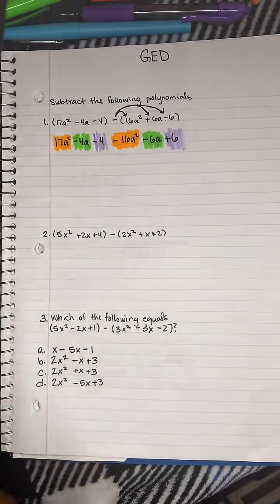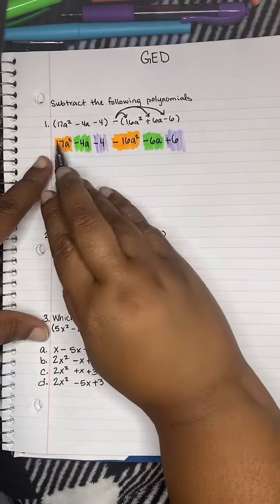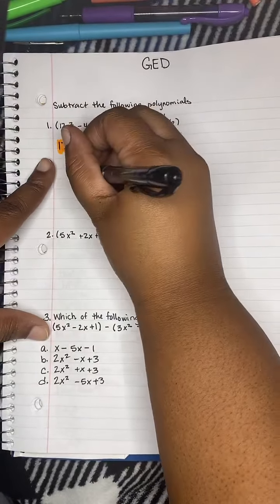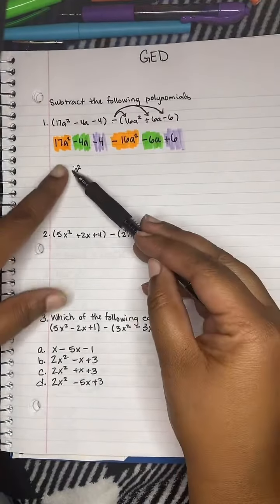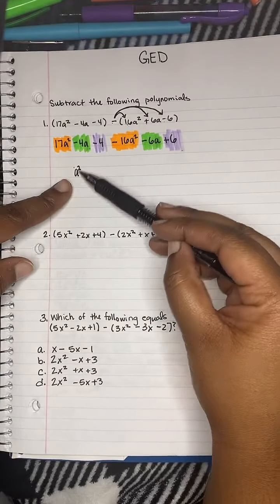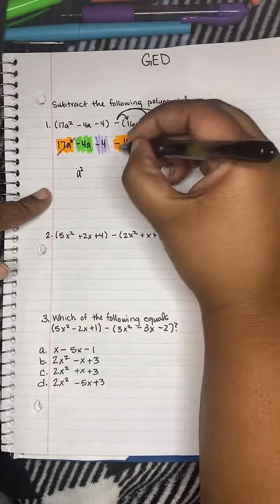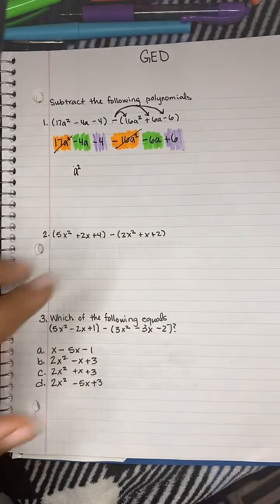Now we're just doing exactly what we did when we first started. We're combining like terms. So we have a 17a squared minus 16a squared. Okay. Our next terms are negative 4a. Do I have another a? Right here, negative 6a. And then we have negative 4 and a plus 6. All right. Okay.